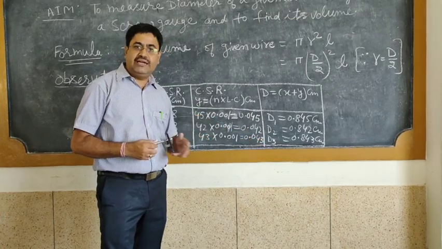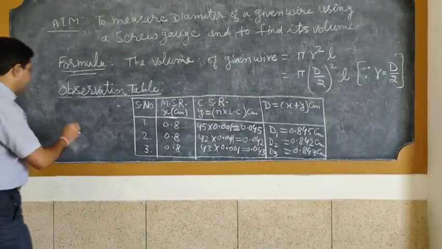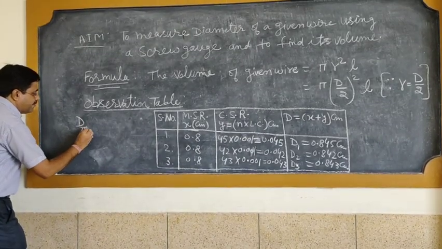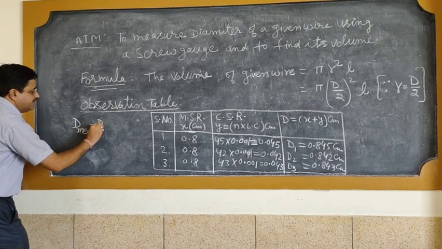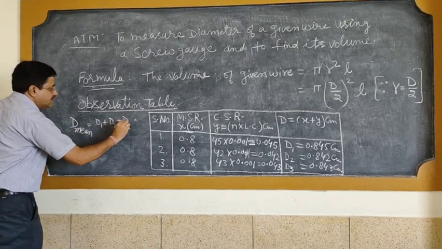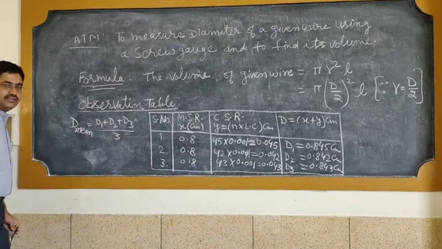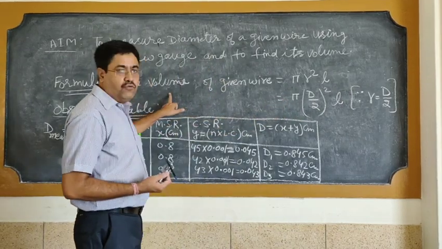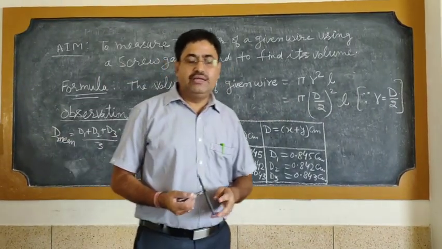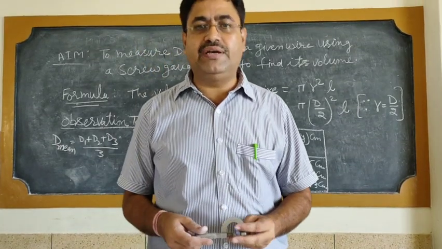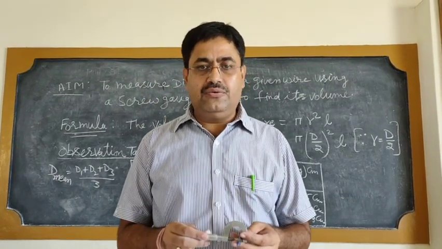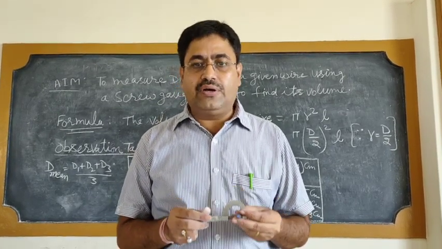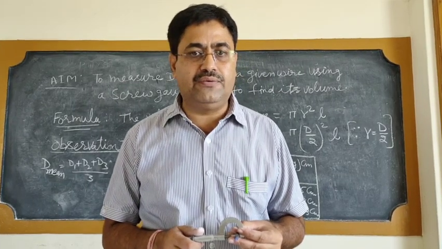We find D1, D2 and D3, and then we have to find the mean reading. I can write D mean equals D1 plus D2 plus D3 upon 3. We put this mean value here and we can find the volume of the given wire. I think it is clear to everybody how we can find the value of diameter using the screw gauge.